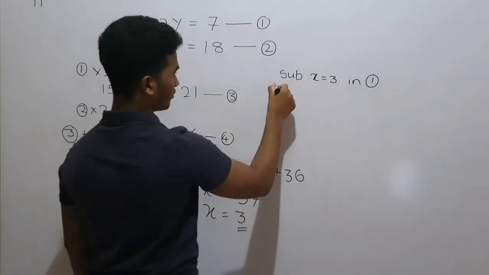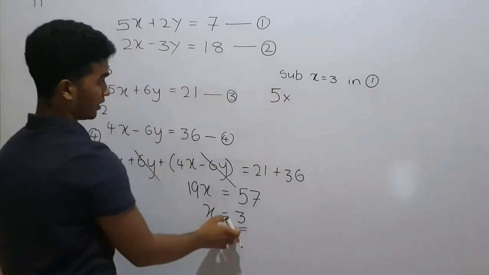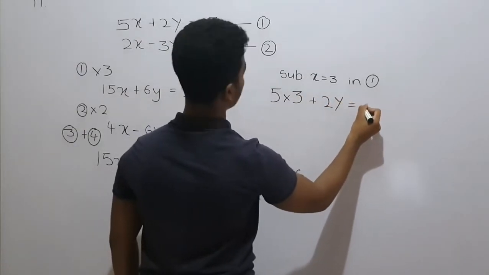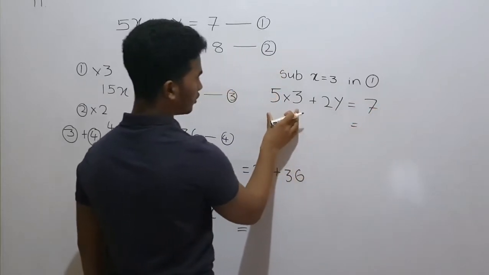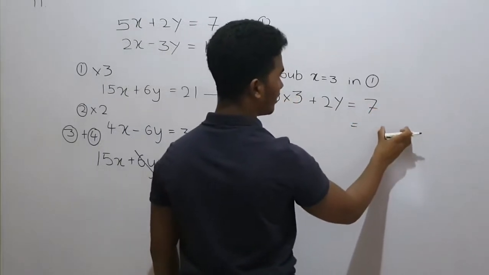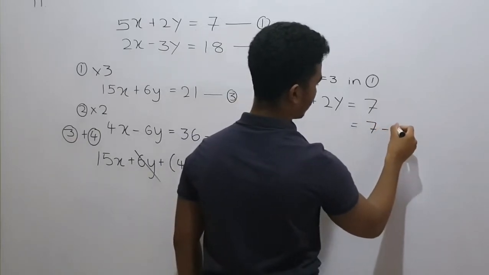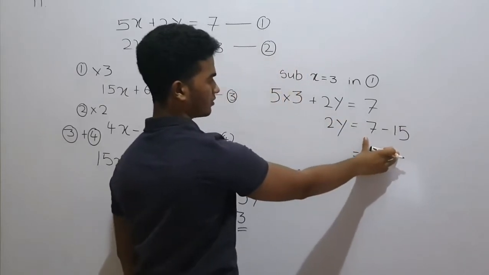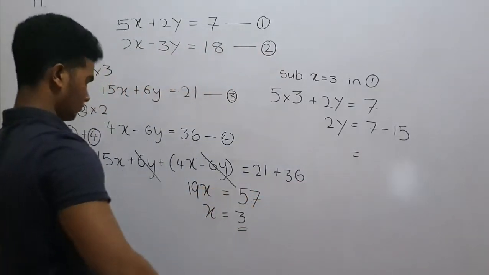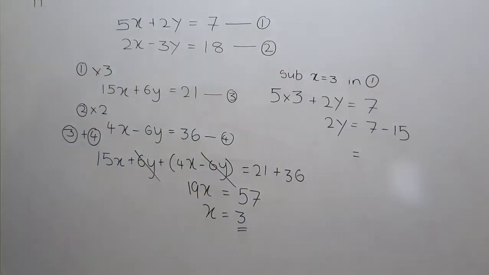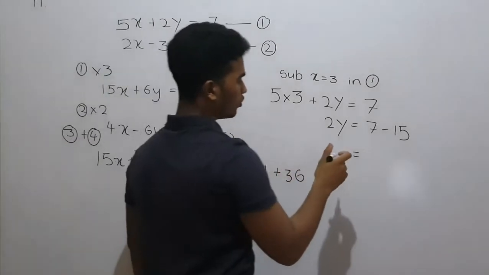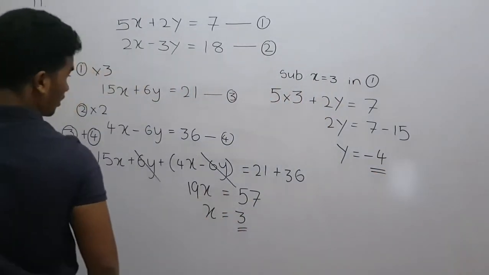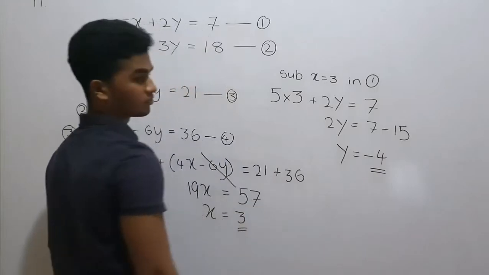So 5 into x, which is 3, plus 2y equals 7. So 5 into 3 is 15. Take 15 to this side, 7 minus 15 equals 2y. So 7 minus 15 is minus 8. Minus 8 divided by 2, you're getting y as minus 4. So we have our x value as 3 and y value as minus 4.